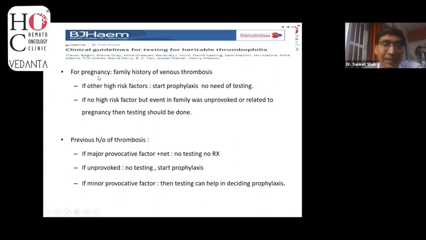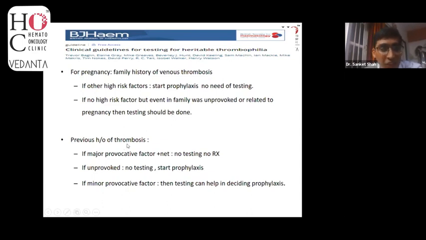Now, what to be done for pregnancy? If a pregnant woman has a family history of venous thrombosis, or has other high risk factors like smoking or obesity, then you already have to start her on thromboprophylaxis and there is no need for testing. If she does not have any high risk factor and the event in the family was unprovoked or related to pregnancy, then testing should be done in that lady.